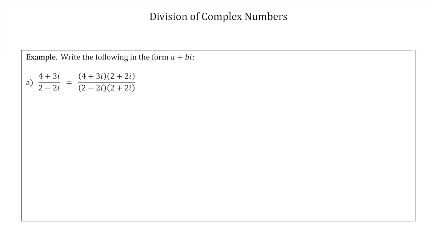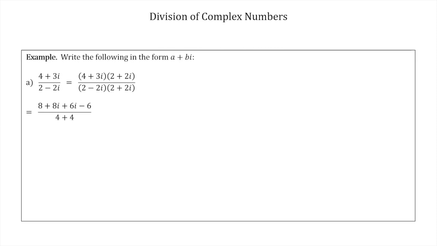Now the bottom is 2 minus 2i. Remember, the conjugate is where we change the sign of the imaginary part, so minus 2 becomes plus 2. So if it's a plus, we change it to a minus. When it's already a minus, we change it to a plus. Now we times out these brackets, and what do we get? Well, we know on the bottom, it's just the real part squared plus the imaginary part squared. We already said that, so it's just 2 squared plus 2 squared, which is 4 plus 4.